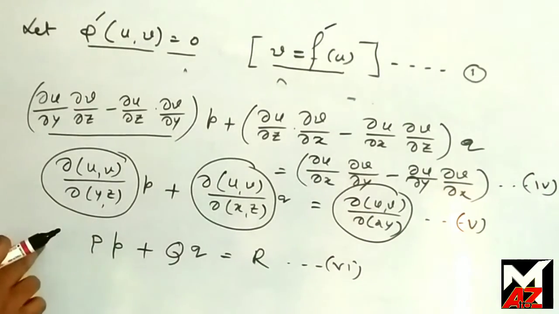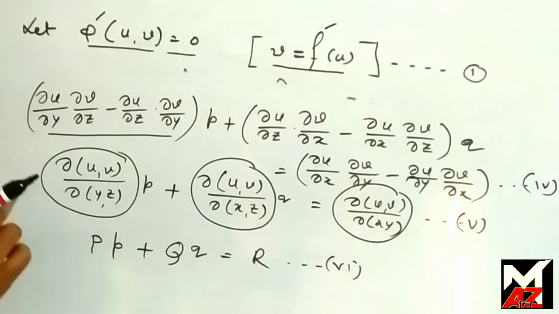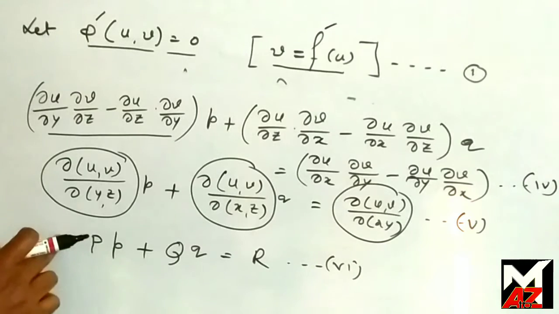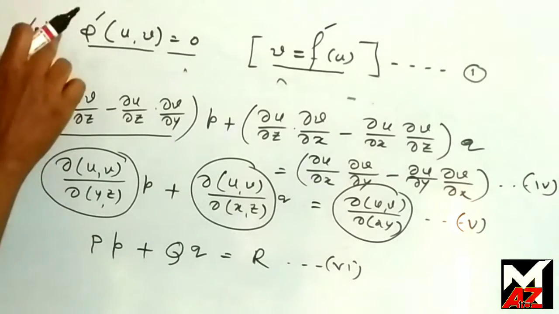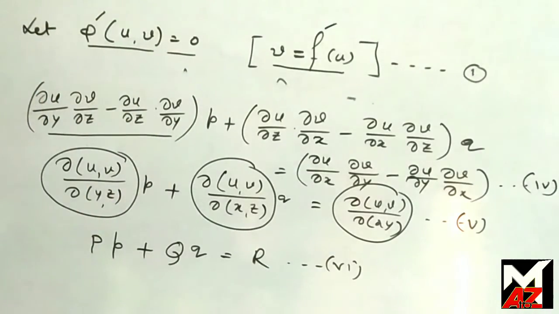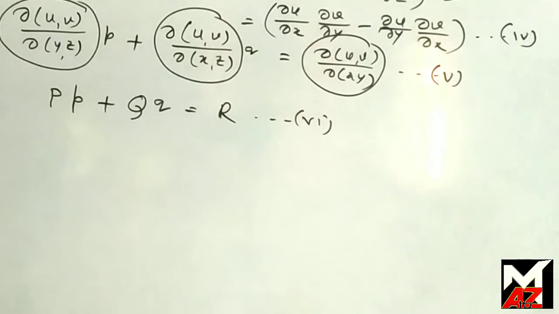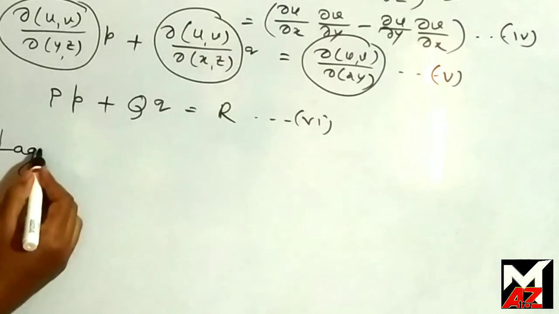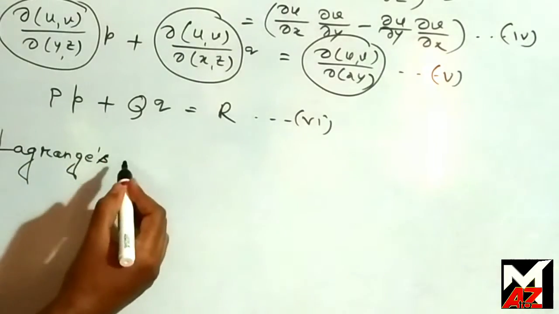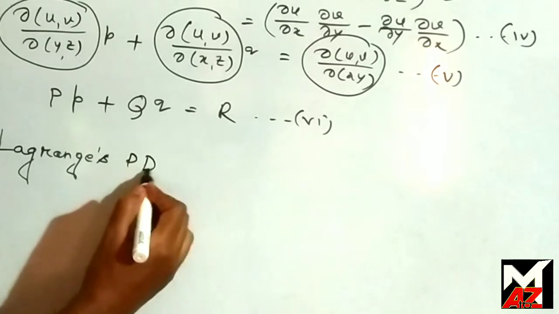And 6 is the first order partial differential equation formed by eliminating the arbitrary function phi from 1. This partial differential equation is known as Lagrange partial differential equation.